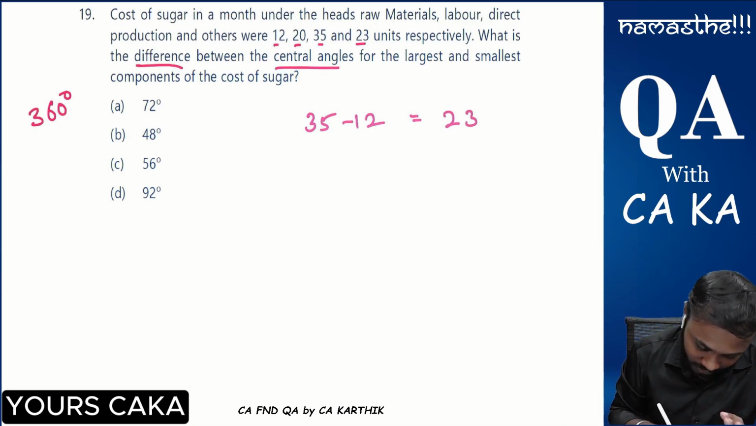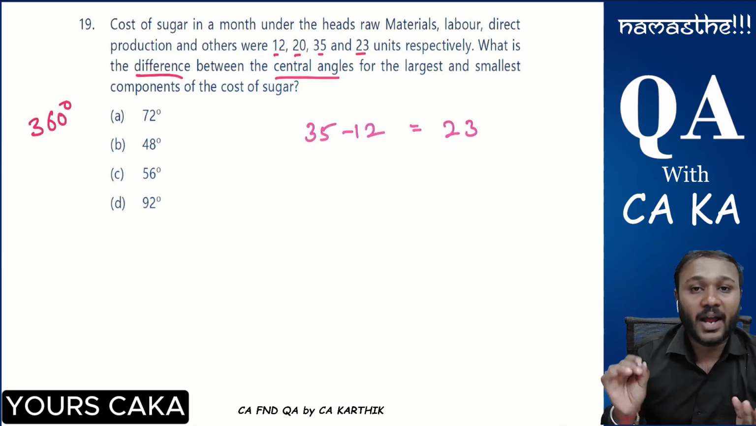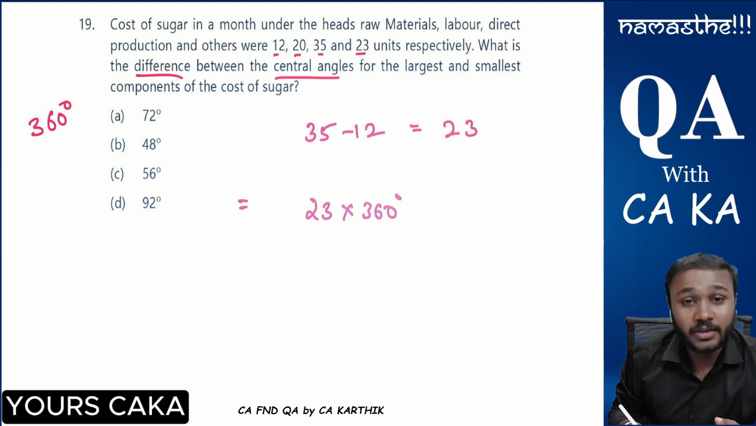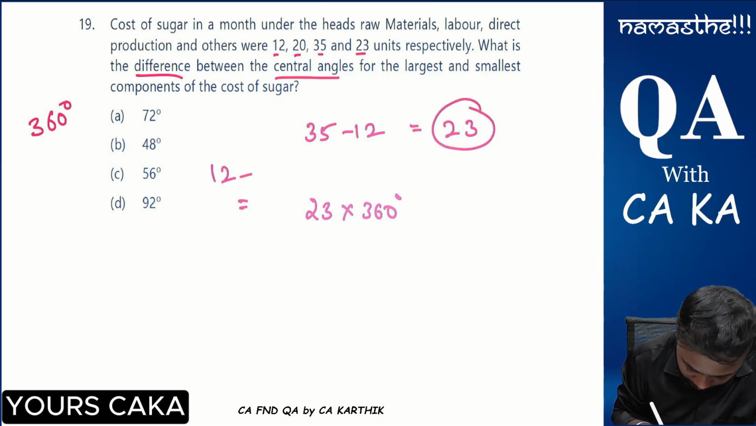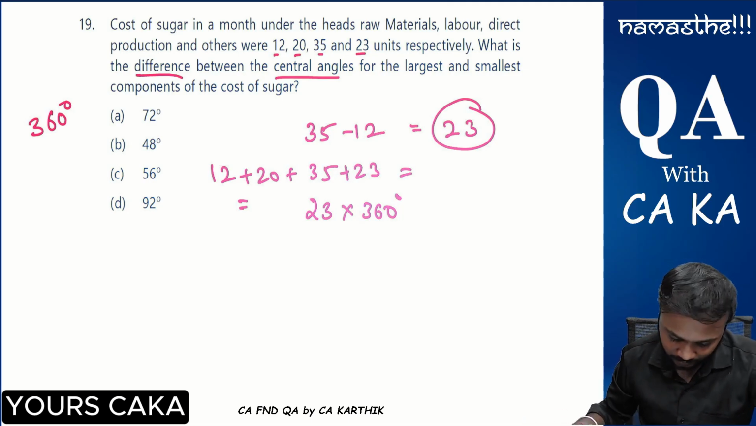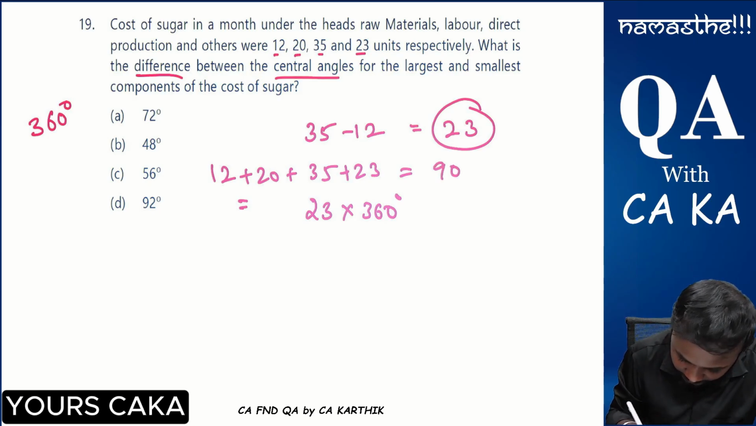Now, what do you want, sir? What is the difference between central angles for the largest and smallest? Now they want angles finally. So it is nothing but 23 into 360 degrees. You're right, sir. After the difference, you need the total value. How can you get the total value? 12 plus 20 plus 35 plus 23. Once again, 12 plus 20. Okay, it's 20. I did 25, that's the reason I got the wrong answer. I got 90.